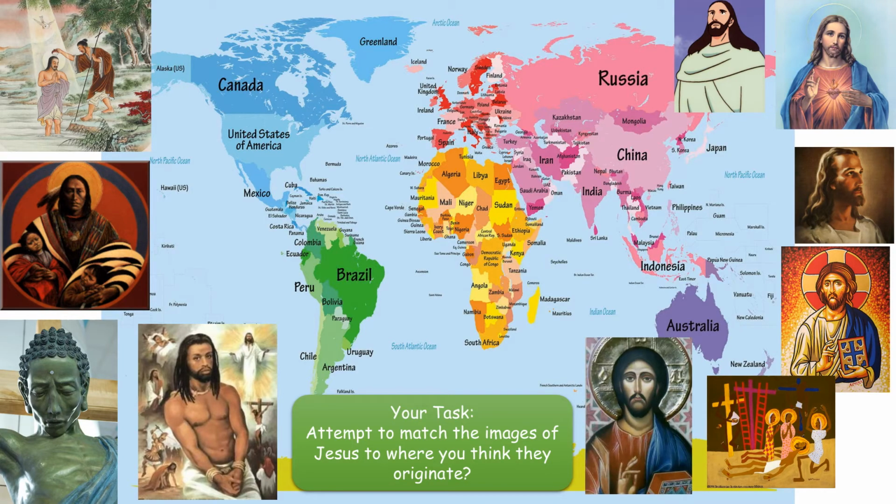Hello Year 6, I have a little activity here that I'd really like you to try and complete. Don't worry if you get these wrong, it is just a little activity to get our brains thinking. Around the edge of this map of the world, we have 10 images of Jesus. Look at each image of Jesus, and think about what the ethnic background of each of these Jesuses is. And why is Jesus being portrayed in such a variety of ethnicities?